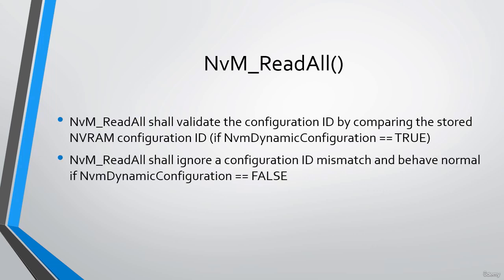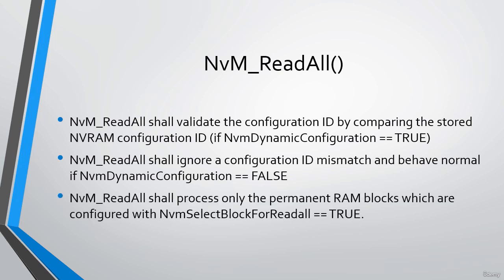Now, if the configuration ID is mismatched, but we have set the parameter of dynamic configuration as false, we don't need to care if the configuration ID is mismatched. So we shall ignore the configuration ID in this case.